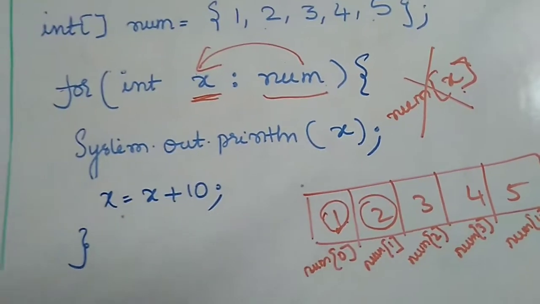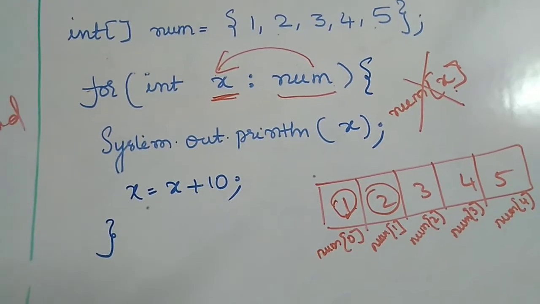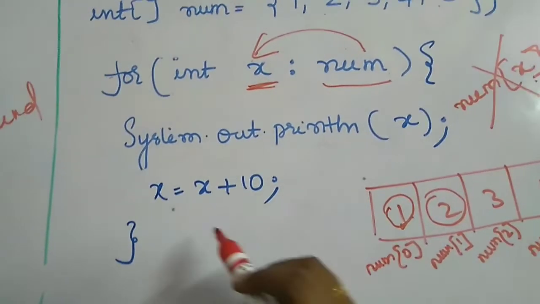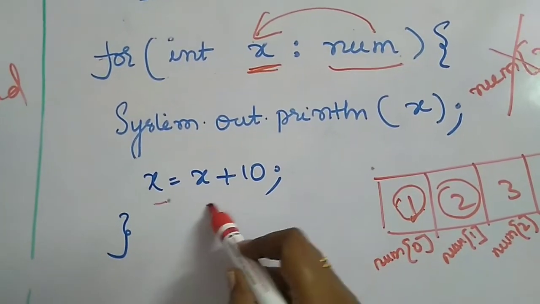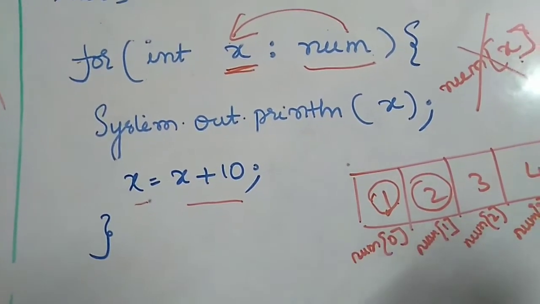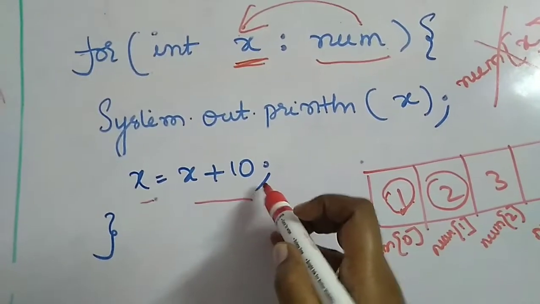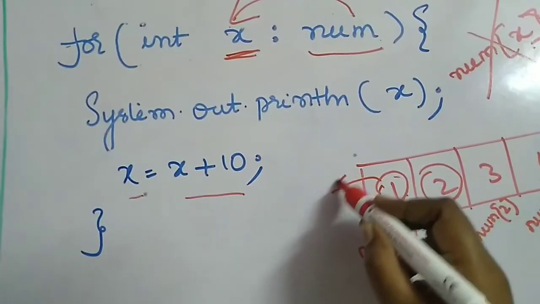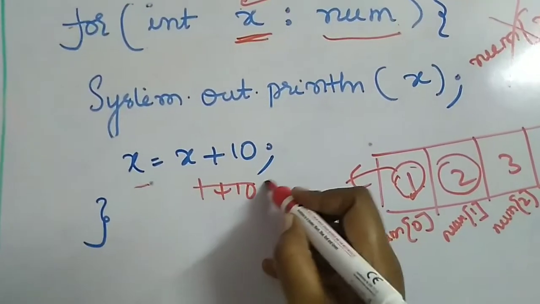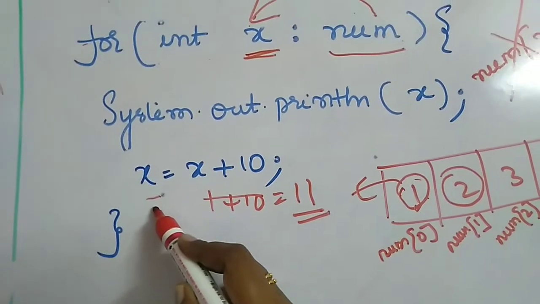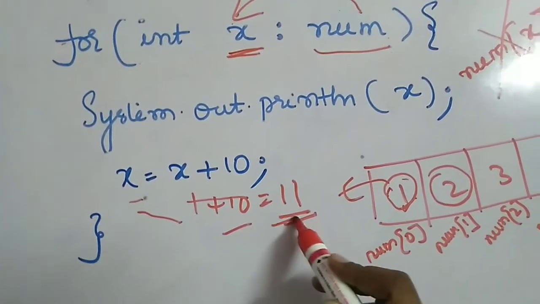This is a common mistake students generally make. Another mistake that students make is when you say x is equal to x plus 10, don't think that x is the index number. If the x value is 1, then 1 plus 10 is equal to 11. If you have a system.out.println statement here and try to print x, it will be 11.